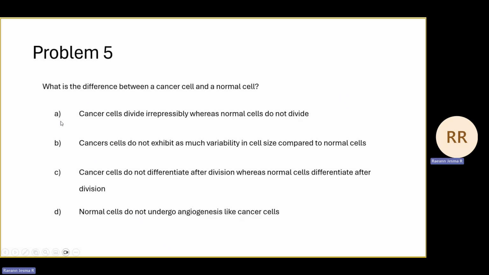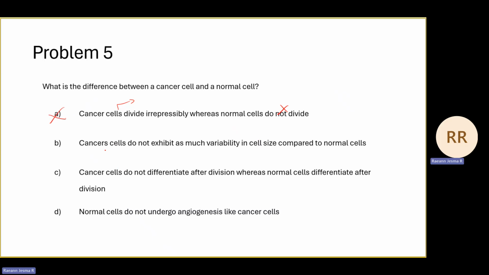So let's say what is meant in option A is that cancer cells divide irrepressibly, whereas normal cells do not divide. Is this correct? Cancer cells divide in an uncontrolled manner, so they do not stop division. So that is correct. But normal cells also undergo division, but they have controlled division. They do not multiply uncontrollably. So this is wrong, right? So option A is wrong.